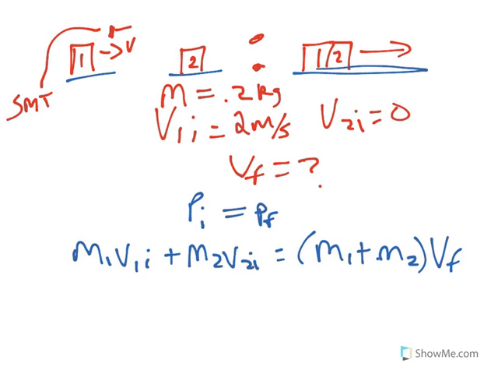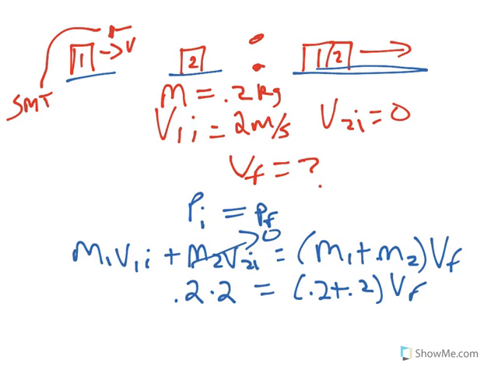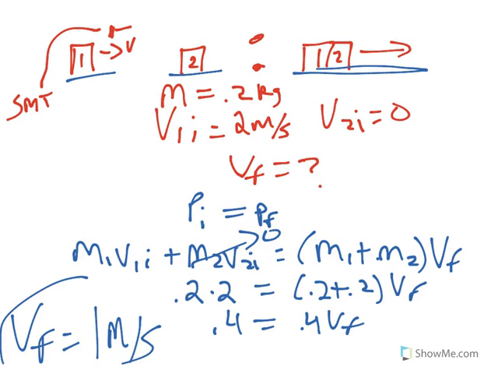Now plug in numbers. v2i is 0, so that goes away. So we're left with 0.2 times 2 equals 0.2 plus 0.2 times Vf. So we end up with 0.4 equals 0.4 Vf, divided by 0.4, and we get the final velocity is equal to 1 meter per second. Now this is the way to solve for the velocity. But as you may note, there is another thing, the mass. How would you solve for the mass? Alright, so let's look at another problem.